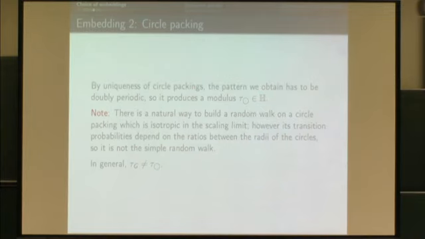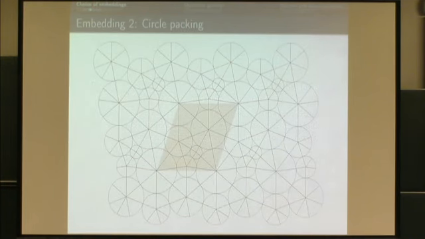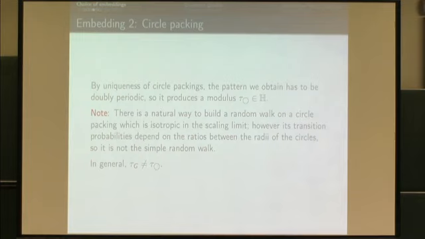Just one remark. There is a natural way to build a random walk on the vertices of a circle packing in such a way that the scaling limit is Brownian motion and is isotropic. But it's not the simple random walk. It has jump rates which depend on the local geometry of the circles. So there will be a random walk giving this particular tau for the circles, but it's not the simple random walk. It's something else.